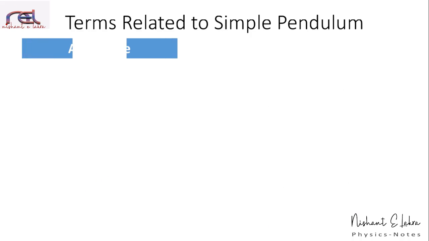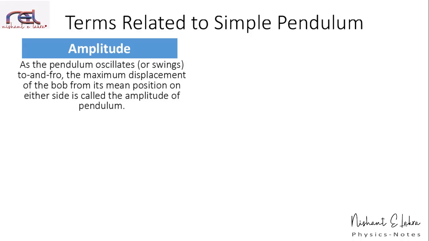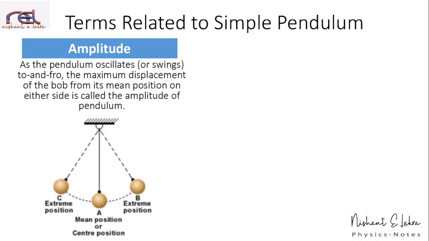Let's see the next term, amplitude. As the pendulum oscillates, swinging to and fro, the maximum displacement of the bob from its mean position on either side is called the amplitude of the pendulum. Maximum displacement, right? You can see on the diagram the extreme position from the center or mean position is termed as the amplitude. I hope you understand this.